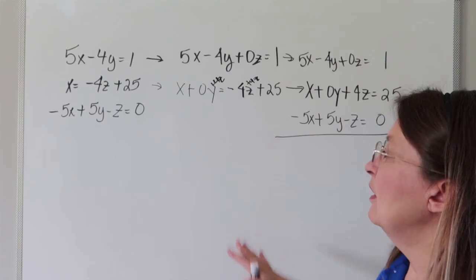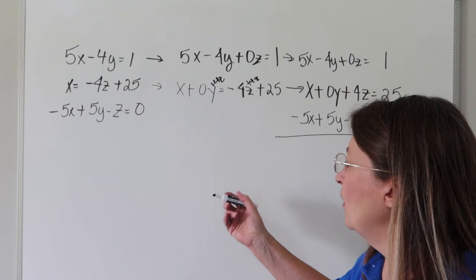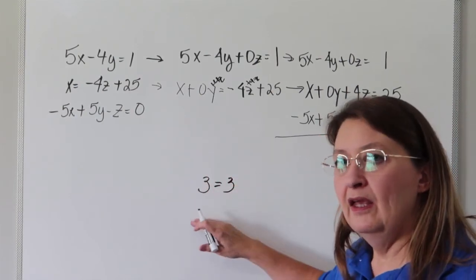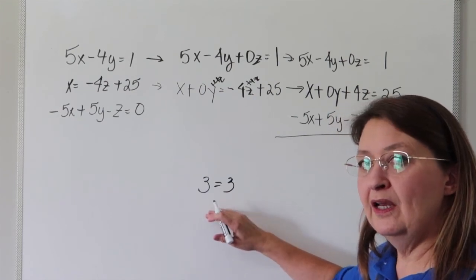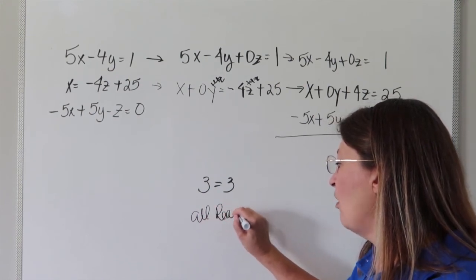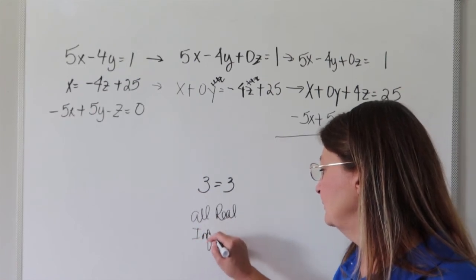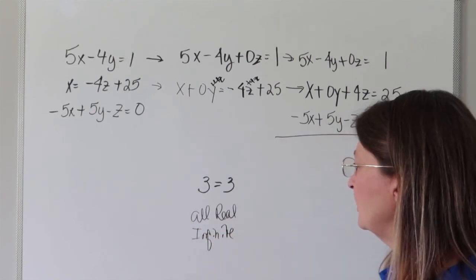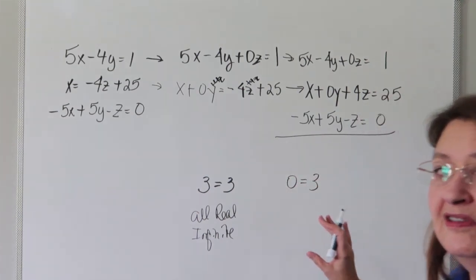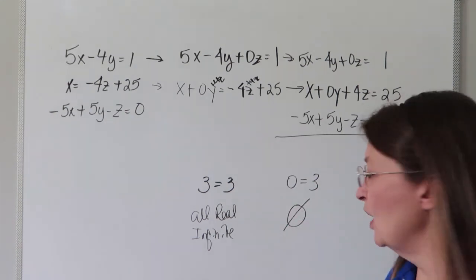Now what's going to happen there is when you get to the point of solving your two equations, in one case you will end up with something like 3 is equal to 3. If your variable terms eliminate and you get a true statement, then the answer here is the set of all real numbers, or infinite solutions. You can put that. Infinite solutions. Now if you come up with 0 equals 3, this is not a true statement. So your answer to this one would be the empty set, or no solution.